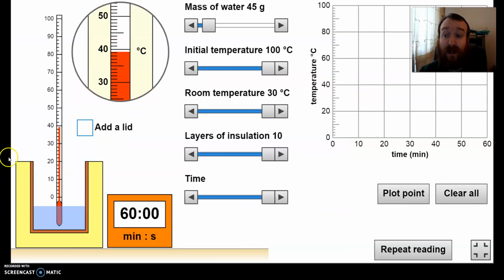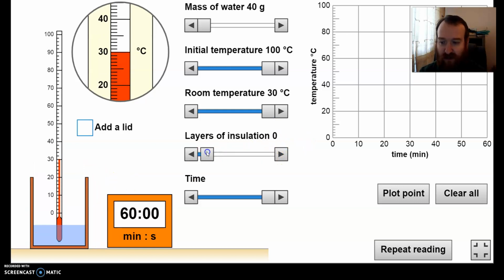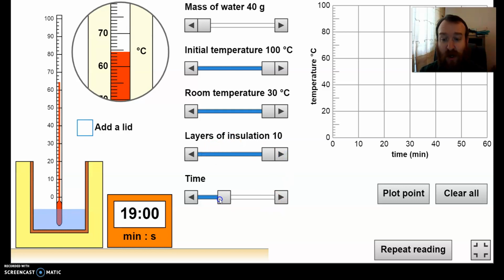So when you click on that link, it will take you to this page. I've maximised it so you can just see the animation. It's got an experiment where you've got some mass of water that you can control. You've got an initial starting temperature from 10 to 100 degrees. You've got the room temperature that you control from 10 to 30 degrees. You've got how much insulation, this yellow stuff, is around our water container. And we've got the time of the experiment.